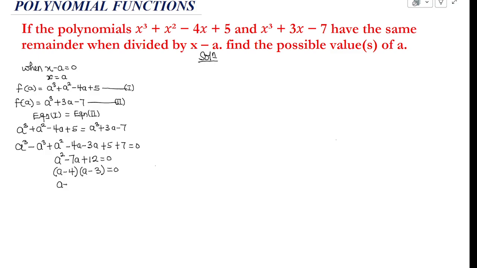So if we pick a minus 4 and equate to 0, a gives us 4. And then when we pick a minus 3 equals 0 and equate, here we are going to get our a to be equal to 3. So our answers for a will be 3 and then 4.